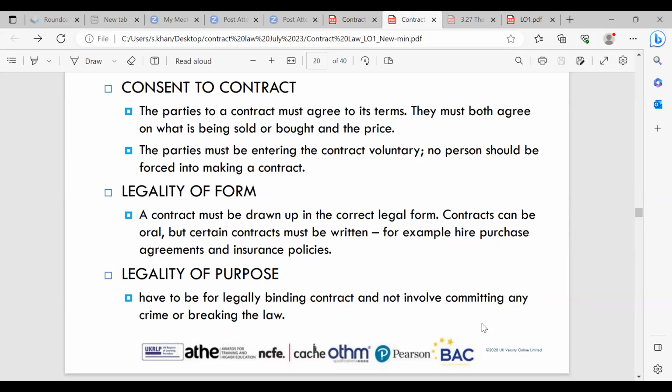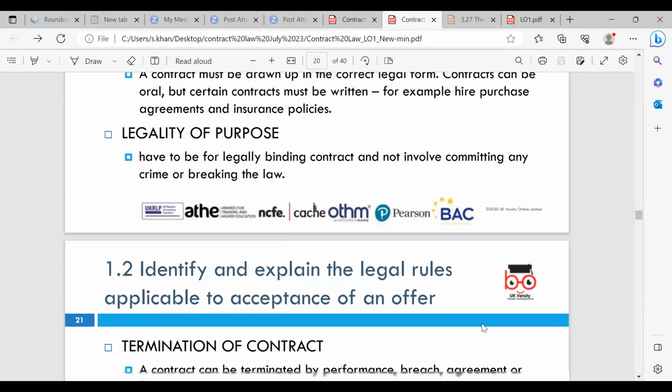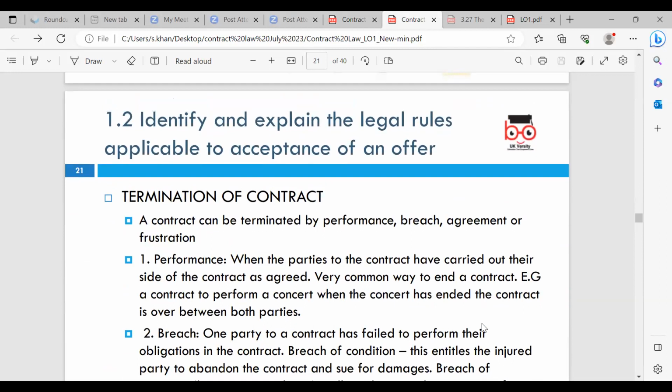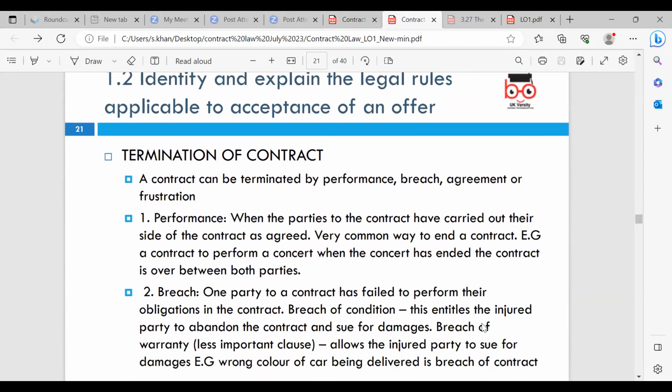Legality of form, so a contract must be drawn up in the legal form. Contracts can be oral, but certain contracts must be written. For example, hire purchase agreement and any sort of insurance policies on a car or a house. Legality of purpose, they should have to be for legally binding contract and not involve committing any crime or breaking the law. 1.2, you look at identifying and explaining the legal rule applicable to acceptance of an offer.